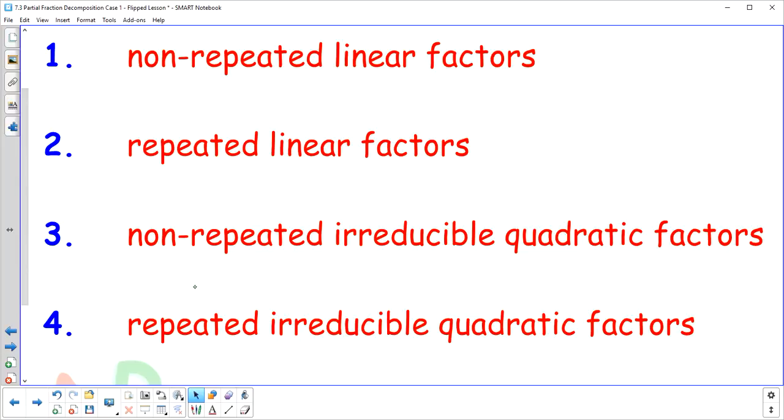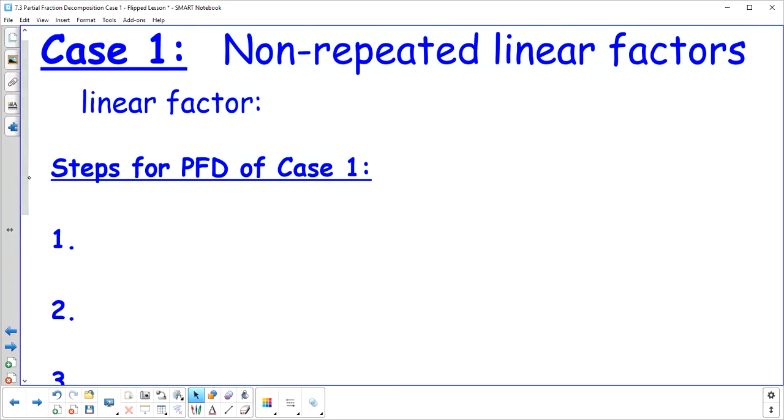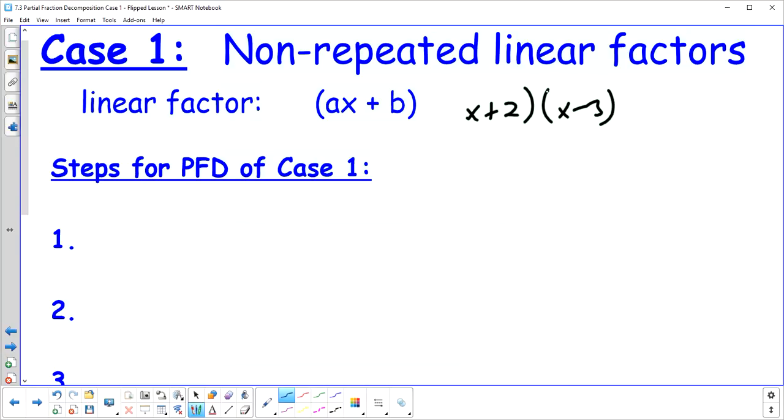So really this is a hierarchy. Even with our repeated irreducible quadratic factors, we could actually also include the non-repeated or even the repeated linear factors. So as we go down, we just kind of get a little more complicated, a little more detailed with our solution. The steps for case 1, and really going to be the same steps for each one, they just get a little more complicated when we start talking in particular about 3 and 4. But if case 1 is only with repeated or non-repeated linear factors, a non-repeated linear factor could be something like ax plus b, like you could have x plus 2 and x minus 3. I mean, each linear factor is distinct.